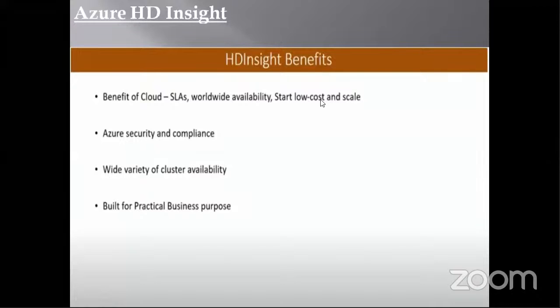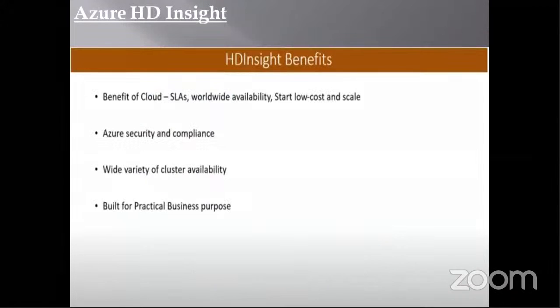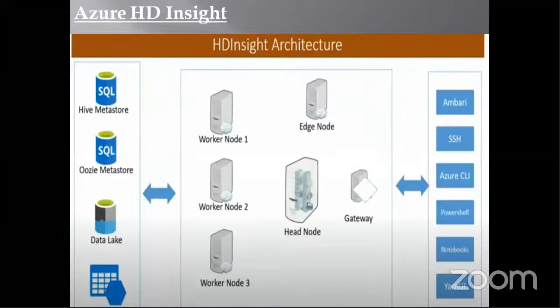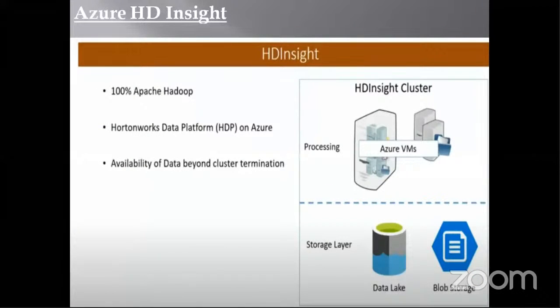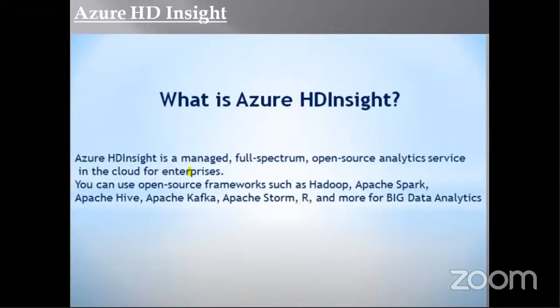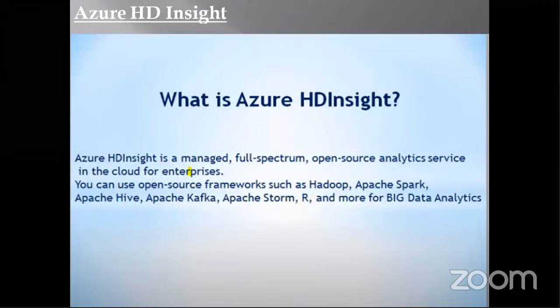Okay, clear, everyone? Understood what are all the benefits? I hope that is clear. So these are all the certifications you can do. Anyway, I will show you in my last class what are all the things you can do. So these are all the things we can do with Azure HDInsight, the types of clusters. Okay, all those things: Hive Metastore, Oozie Metastore, data lakes. All those things you can do using Azure HDInsight cluster. Okay, clear, everyone? Understood how to do all these things?